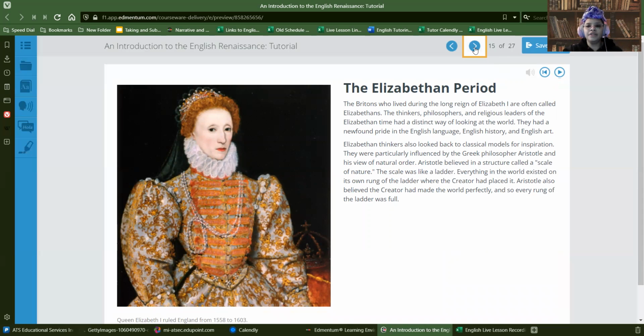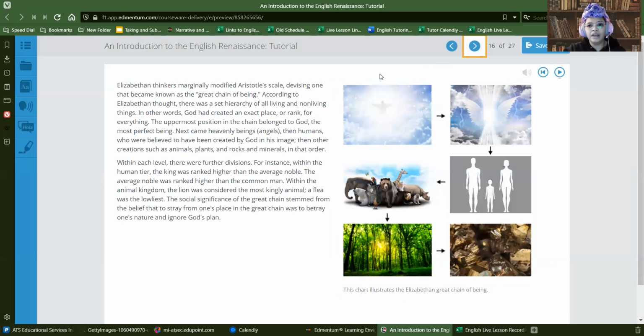The idea was that everything was made perfectly, everything belonged where it is, and things shouldn't try to move up or down from where they have been placed in a hierarchy. Now, how did they decide this hierarchy? Basically, just themselves. They decided themselves.